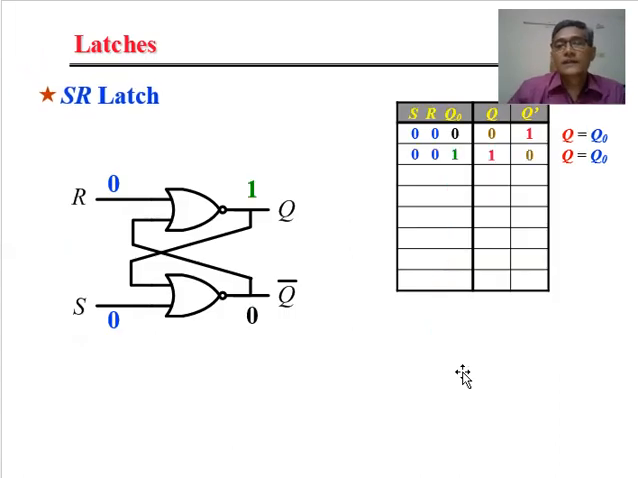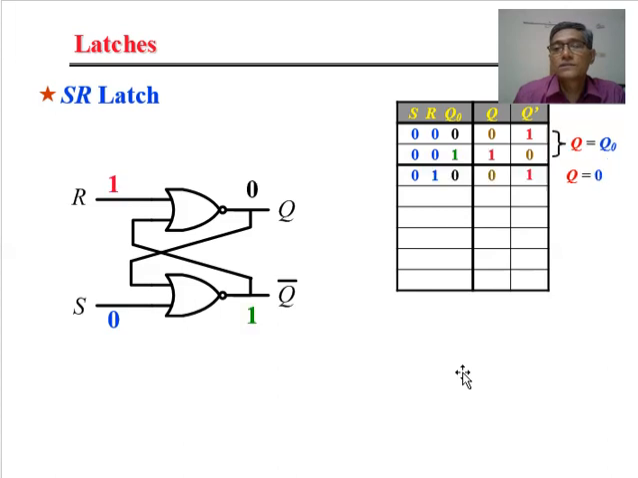The corresponding analysis is done here. When both S and R are 0, 0, the previous output Q naught is 0 and the present output Q is 0, Q dash is 1. So Q is equal to Q naught. Similarly, if S is 0 and R is 0, and Q naught is 1, again the next state Q is equal to 1 and Q dash is equal to 0. That is why Q equals Q naught.